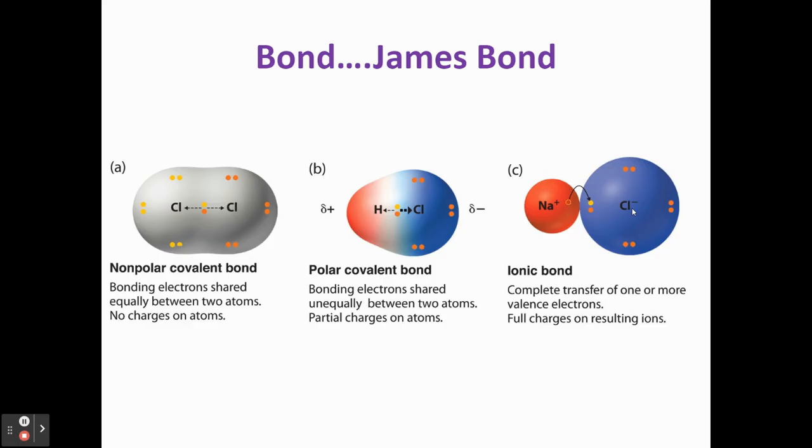There's an attraction between positive and negative. They don't share any electrons. One is stolen electrons. They're just attracted to each other because of opposite charges.